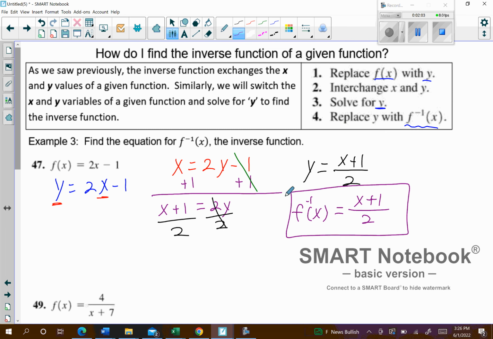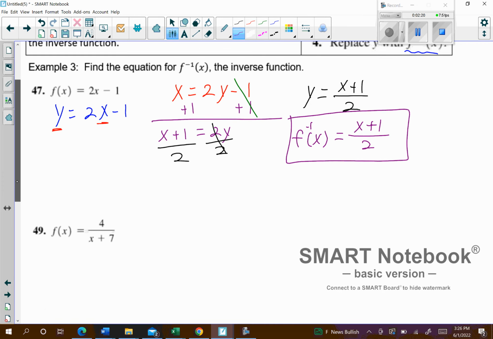And so once again, this is one of those easy ones where you can see, oh, minus 1, plus 1, times 2, divide by 2. But moving forward, some of these won't be quite so obvious. All right, so let's see.